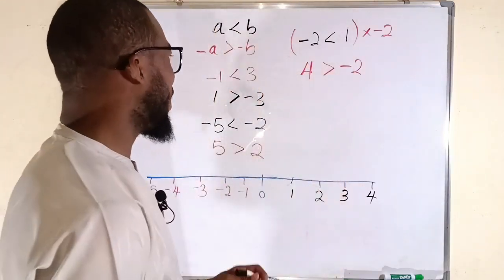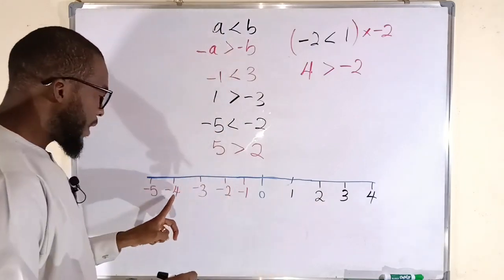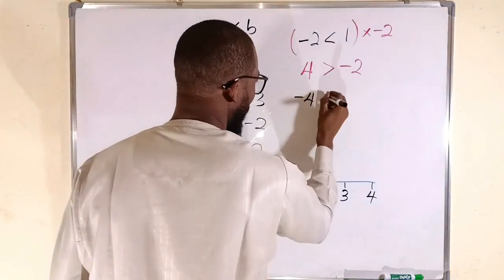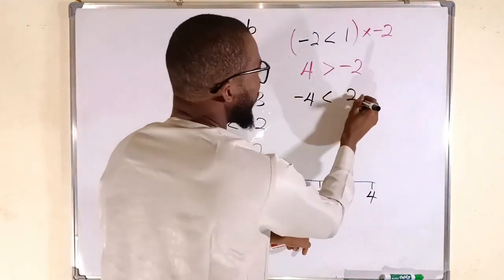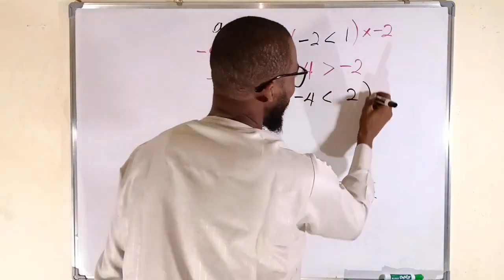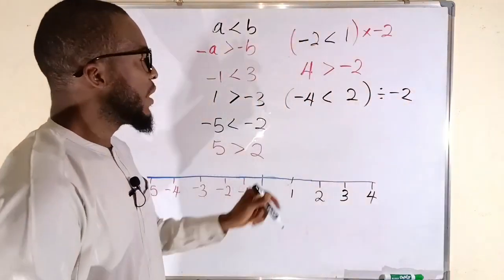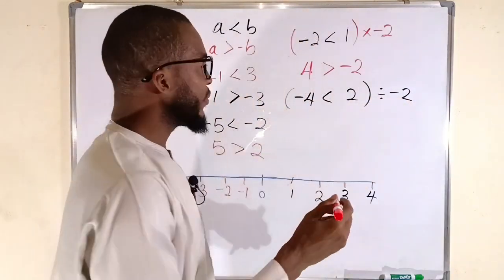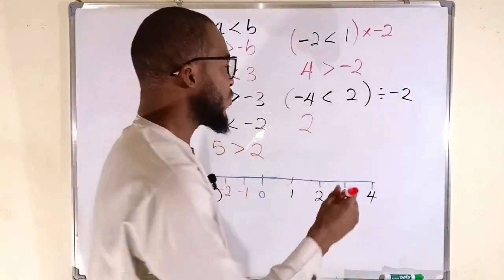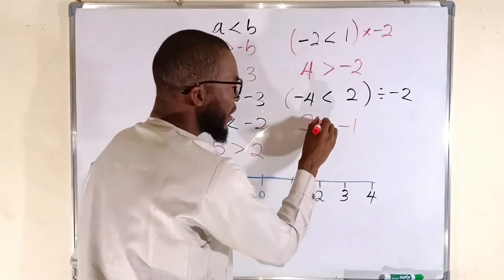Let me use the division sign and see whether this statement is true. For example, let me pick -4 here. We know that it is less than +2. But what if we divide this by -2? -4 divided by -2 will give us +2. And 2 divided by -2 will give us -1. But which one is greater? 2 is greater, definitely. Can you see that?